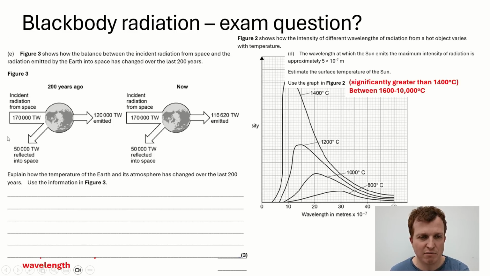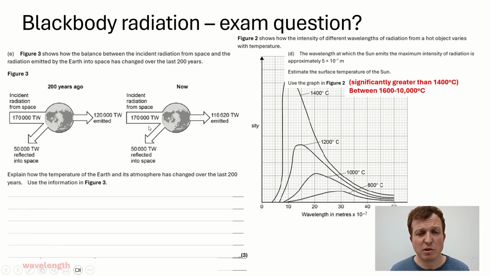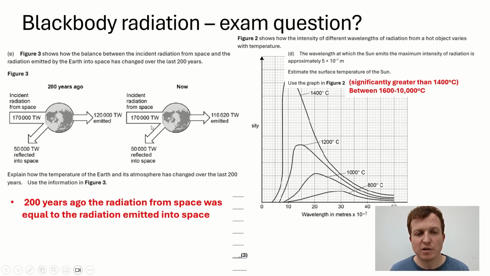So if you look at the radiation that goes into the Earth, it's the same 170,000 terawatts. We've got 120,000 emitted 200 years ago. Now we've got a bit less emitted, and we've got a certain amount emitted into space. So where's that missing energy gone? Hopefully we could figure out it's gone into the Earth, it's been absorbed, so it's therefore changed the temperature, it's increased it. So we'd say something like 200 years ago, the radiation from space was equal to that emitted.